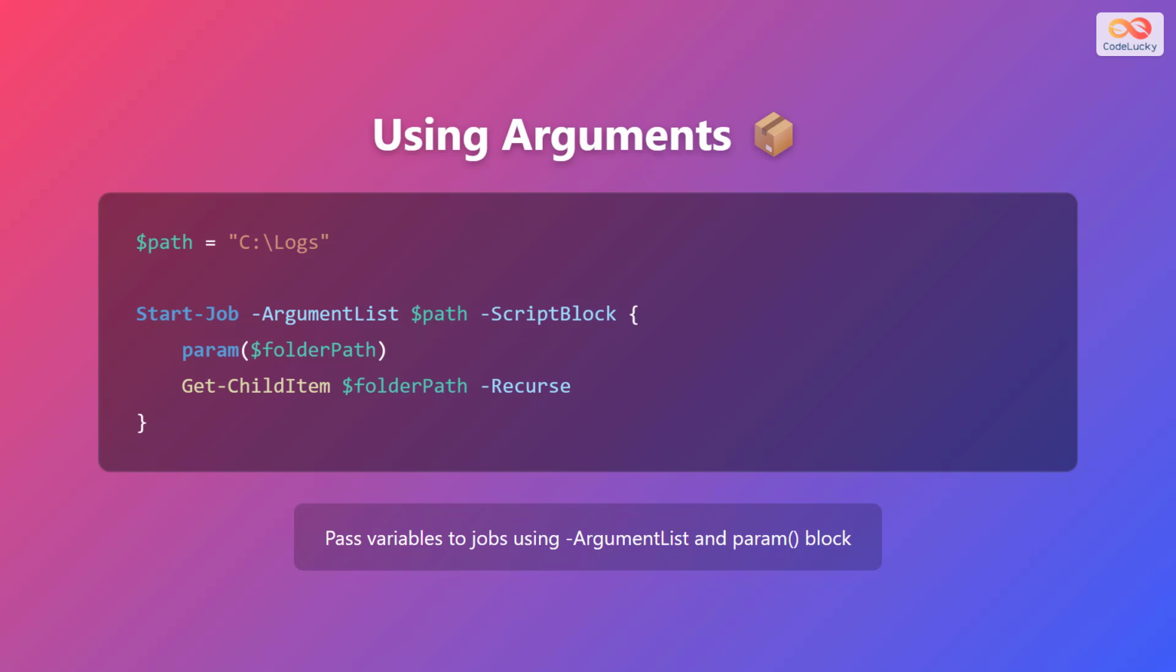Background jobs run in isolated sessions, which means they don't have access to variables from your current session by default. To pass data into a job, you use the -ArgumentList parameter combined with a param block inside your script block. In this example, we define a variable called $path containing a file path. We then pass this variable to the job using -ArgumentList. Inside the script block, the param statement with $FolderPath receives this value, allowing the job to use it. This pattern is essential for making your jobs dynamic and reusable.